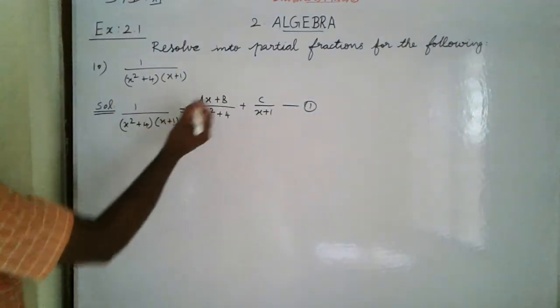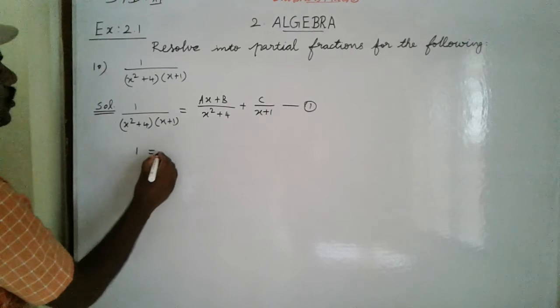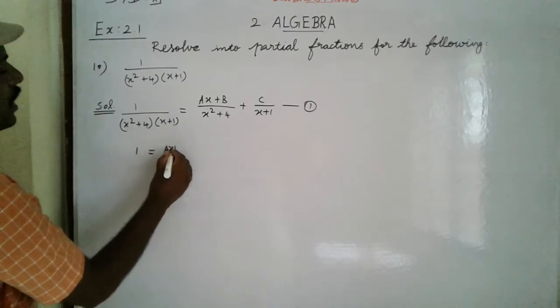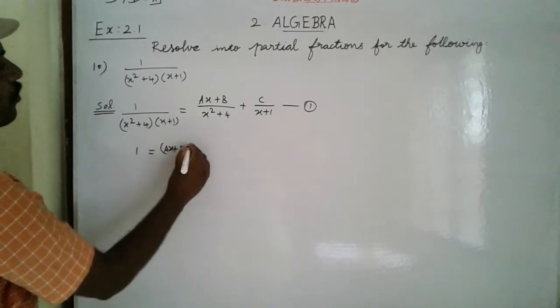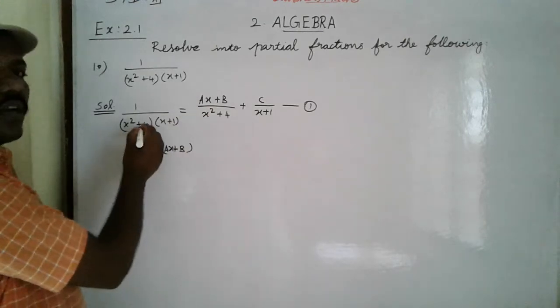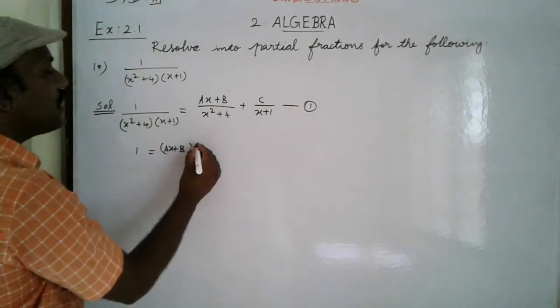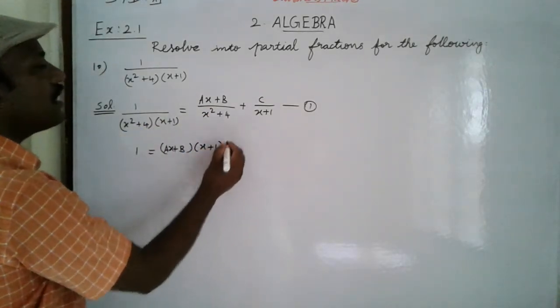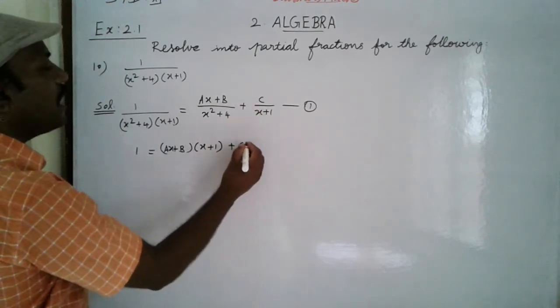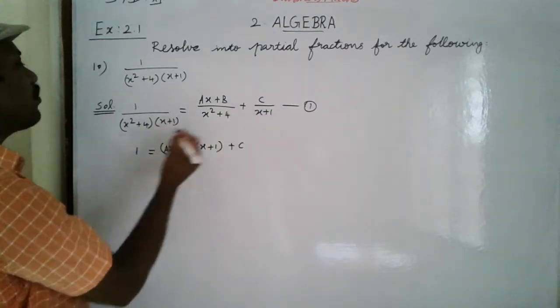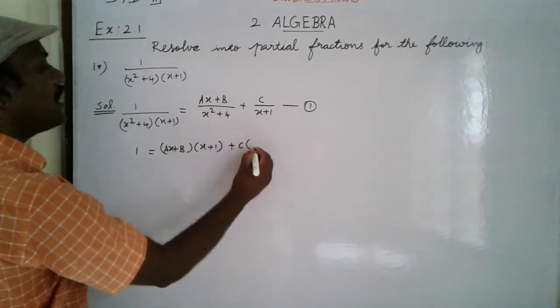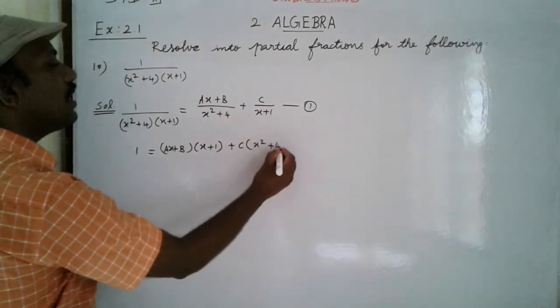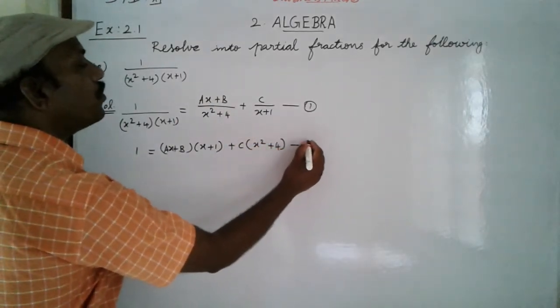So now cross multiply here: 1 equal to (ax plus b) into (x plus 1), since x square plus 4 is cancelled, then plus c into (x square plus 4), since x plus 1 is cancelled. This is the equation number 2.